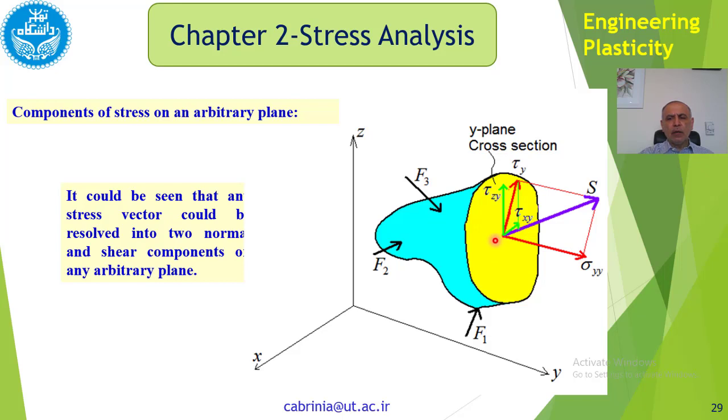So what we have done, we have this general stress on an arbitrary plane, and we have taken its components, sigma y and tau y, and this tau y has components on the yellow plane, or y plane, and the components are in the direction of z and x as we have resolved them.